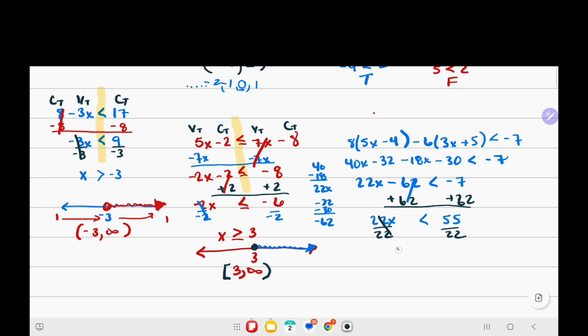And we get x. And then we bring down the inequality. And 55 over 22. There's 11 going into both of those. And we get 5 over 2. So we have x less than 5 over 2. All right. And that's 2.5. But I'll take 5 over 2 if you want.